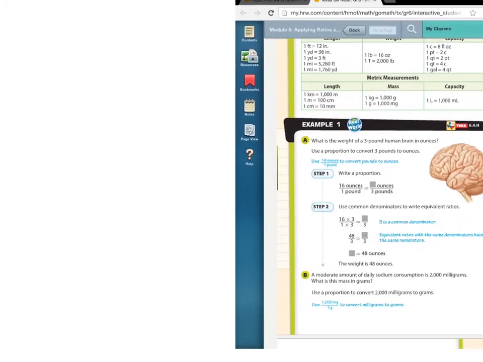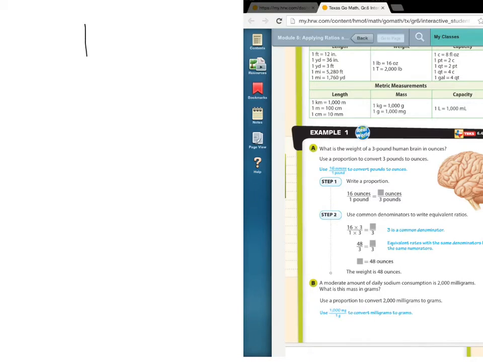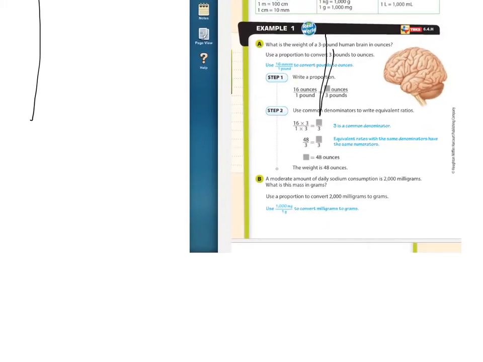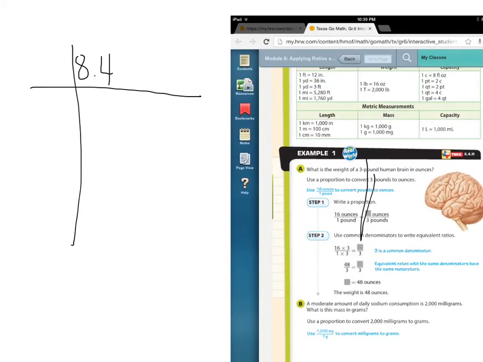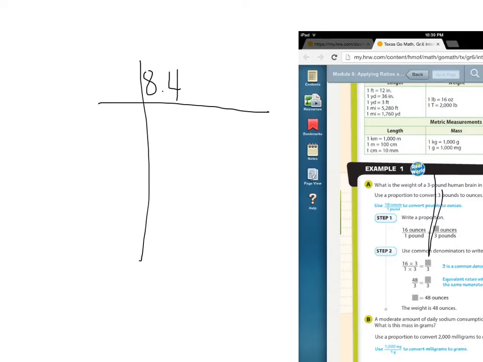Remember to set your Cornell notes up in the style. This is 8.4, and then the title of it was something like converting measurements. You're going to have to look at your to-do list and see what it says. If you look at your to-do list, it tells you converting measurements.